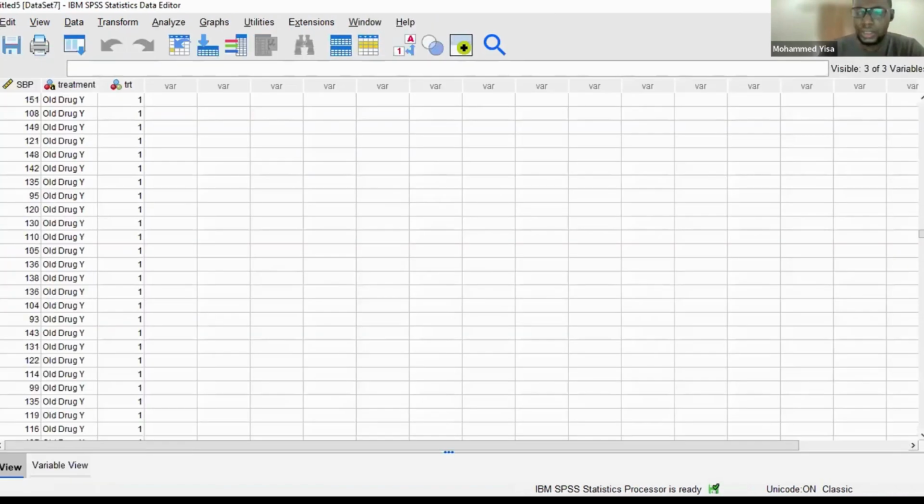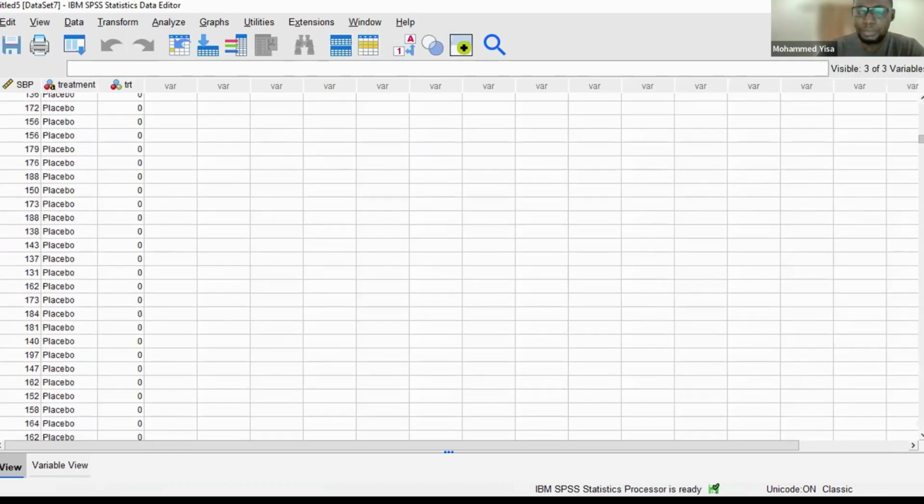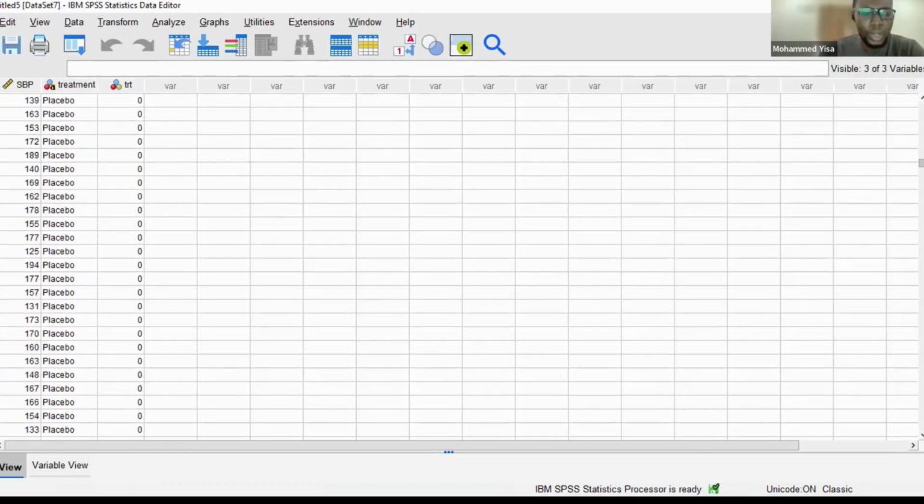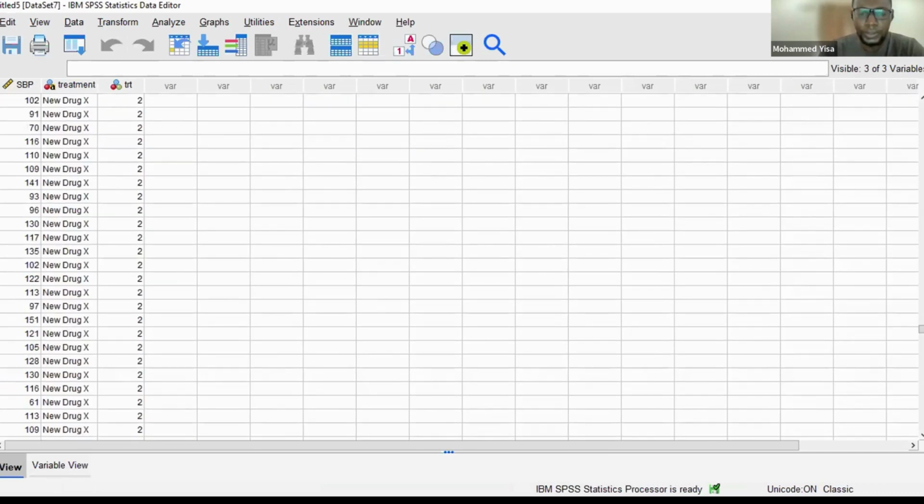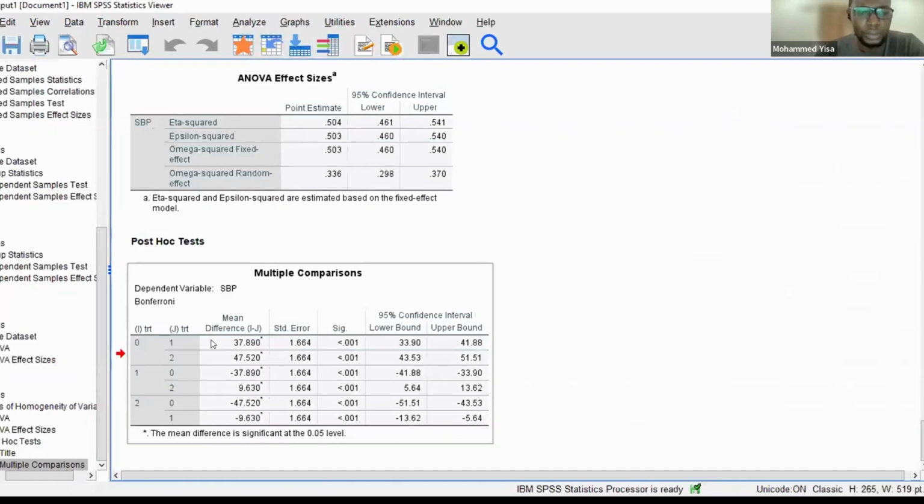0 is, I believe, placebo. 0 is placebo, 1 is the old drug, 2 is the new drug. So let's go back to the output. Now the way you can interpret this is by looking at 0 here, which is the group you are comparing against the other two groups. So we are comparing placebo against old drug and new drug.